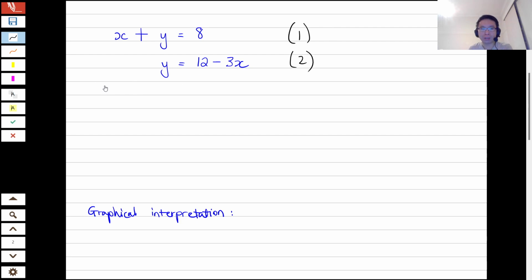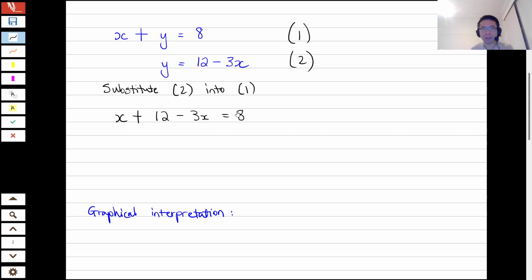And now what I'm going to do is I'm going to substitute equation 2 into equation 1. So wherever I see y in this first equation, I'm going to replace it with 12 minus 3x. So let's go ahead and do that. x plus 12 minus 3x equals 8.